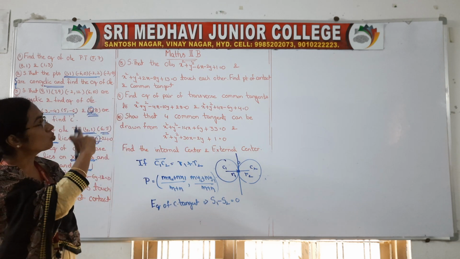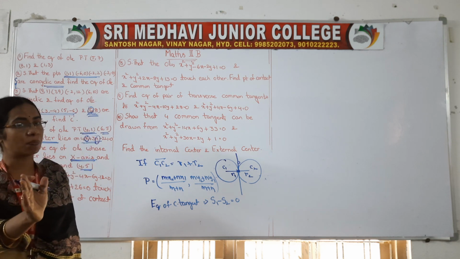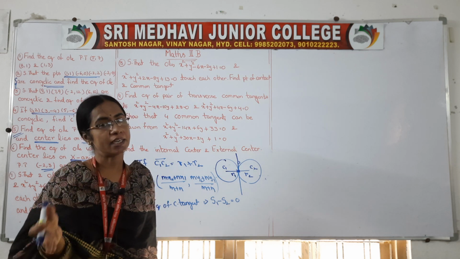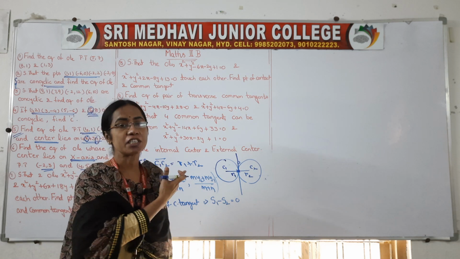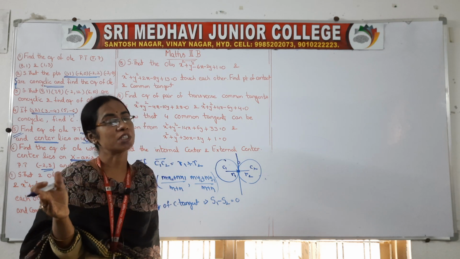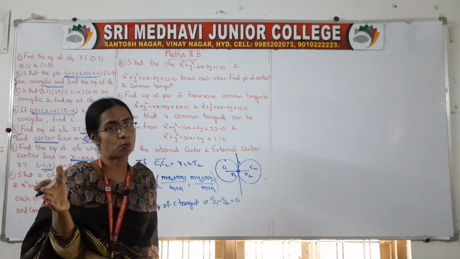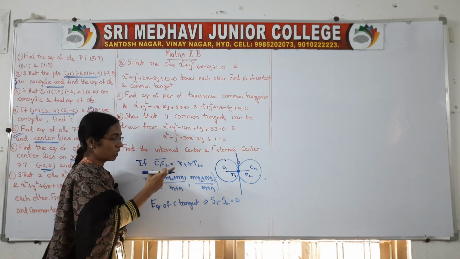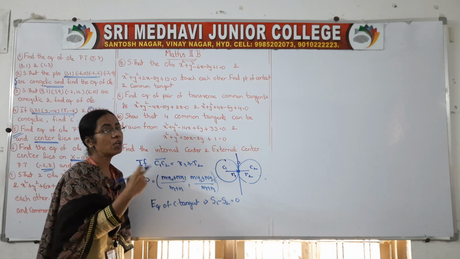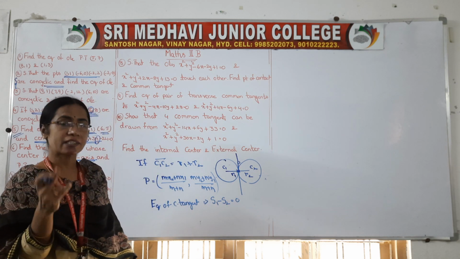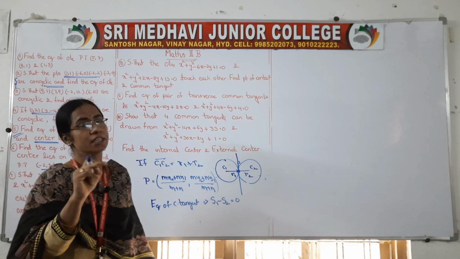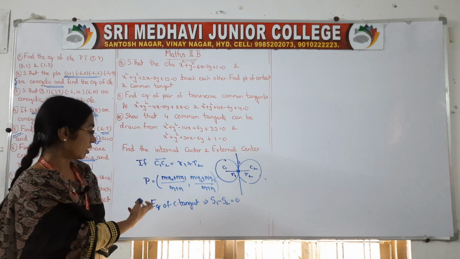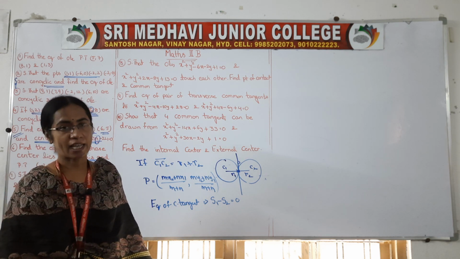Okay, so for these two problems, you have to apply the same concept. First find the center and radius of the first circle, and the center and radius of the second circle. Then check the condition: the distance C1C2 must equal R1 plus R2. Write that both are equal. Therefore the circles touch externally and the point of contact divides C1C2 internally. Find the point using this formula, then write down the equation of the common tangent.